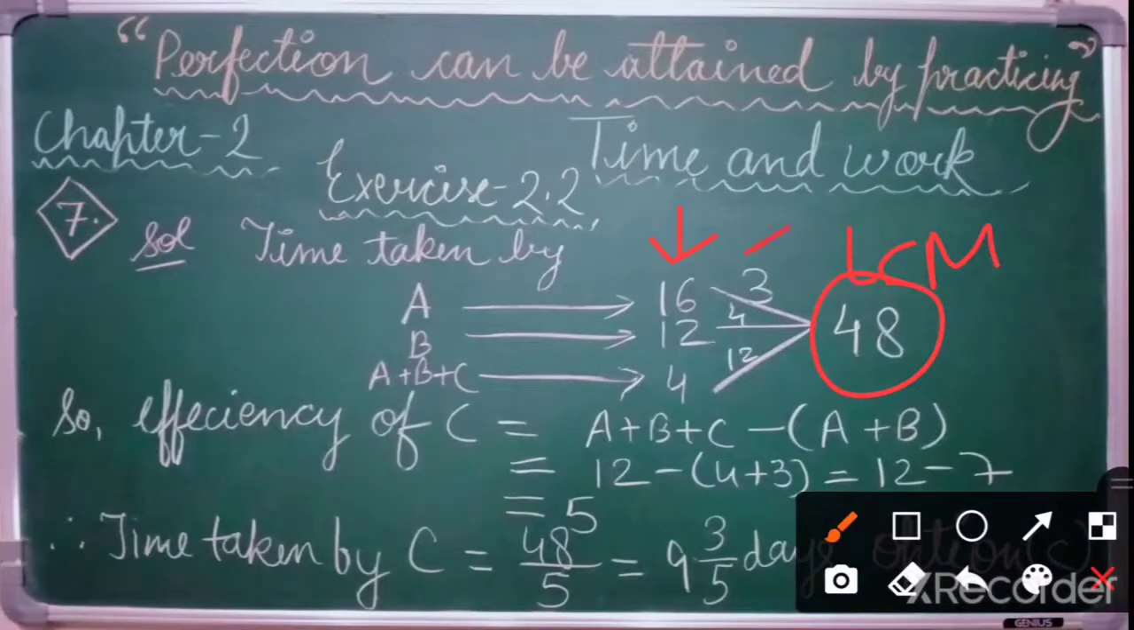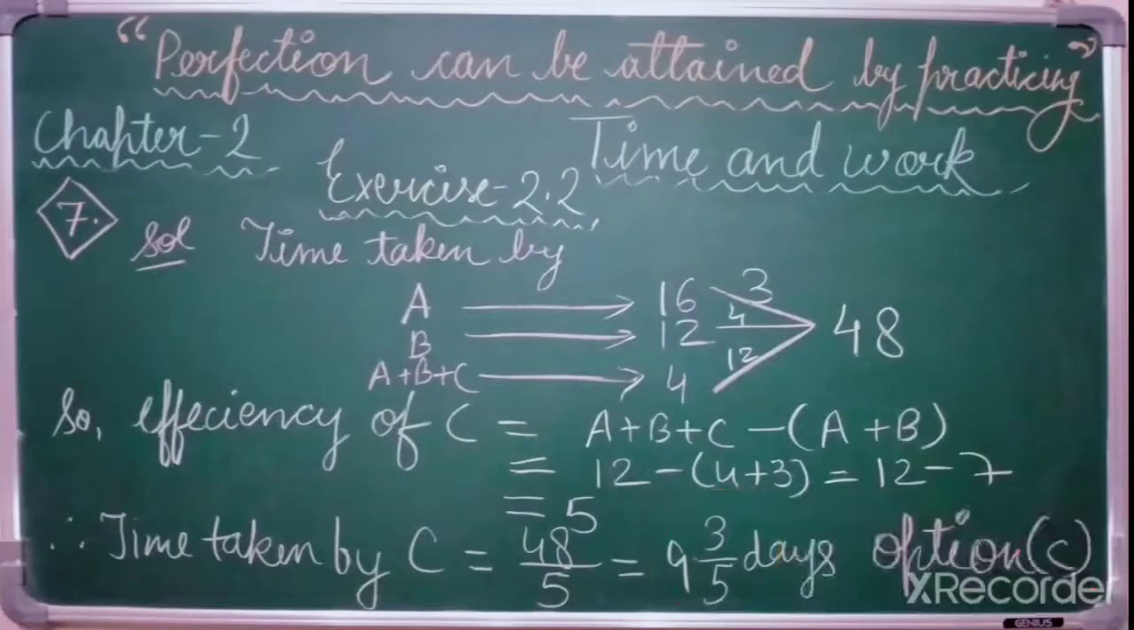So the efficiency of A is 3, the efficiency of B is 4 and the efficiency of A, B, C together is 12. To find the efficiency of C, we will subtract the efficiency of A and B from the efficiency of A, B, C altogether, and we get 12 minus 7, that is 5. So the efficiency of C is nothing but 5. Dividing the total work by the efficiency of C, because if he is doing it alone he has to do 48 work, 48 divided by 5 fetches you 9 whole 3 by 5 days. That is your option C. So in question 7, option C, 9 whole 3 by 5 is your correct answer.